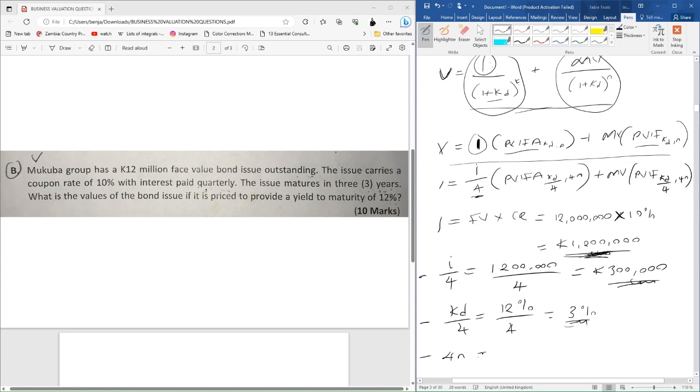So we know that we're going to have 4 multiplied by what? By n. What is our n? 3 years. So 4 times 3, that will give us how much? That will give us 12 periods. So these quarterly payments of 300,000 kwacha are going to be paid within 12 periods within these 3 years, right? So 4 times 3 equals 12.